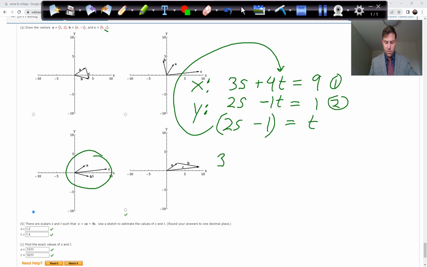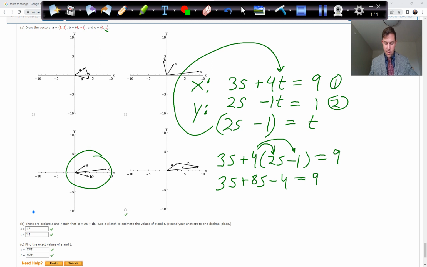Now I'm going to take all of that and plug it into this t right there. So we're going to get 3s plus 4 times the quantity 2s minus 1. Notice t is gone. It has to equal 9. 3s plus 8s minus 4. Distribute this 4. Has to equal 9. 3s and 8s, 11s, has to equal, add 4 to both sides, 13. Therefore, s has to equal 13 over 11.